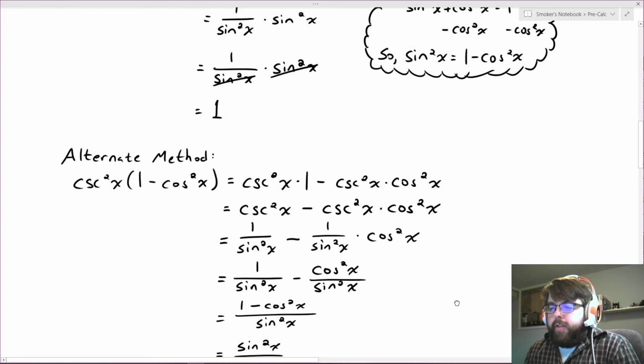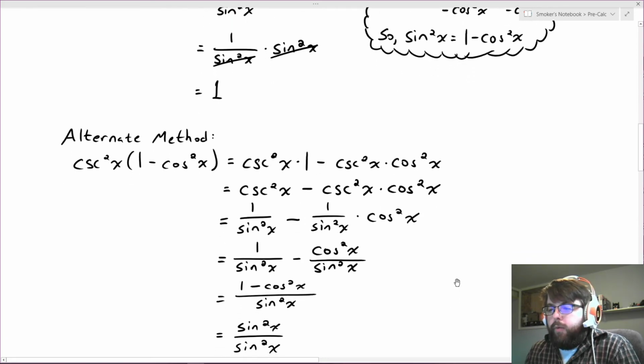Well, you'll notice that it doesn't help us get rid of the 1 minus cosine squared, so we still need to know that 1 minus cosine squared goes to sine squared. And if you don't realize that, you're going to get stuck at a different spot here than you did up here. So it's very important to know sine squared plus cosine squared is equal to 1.